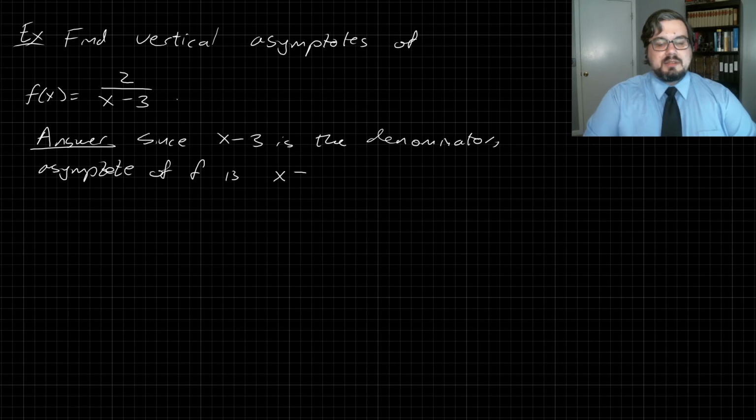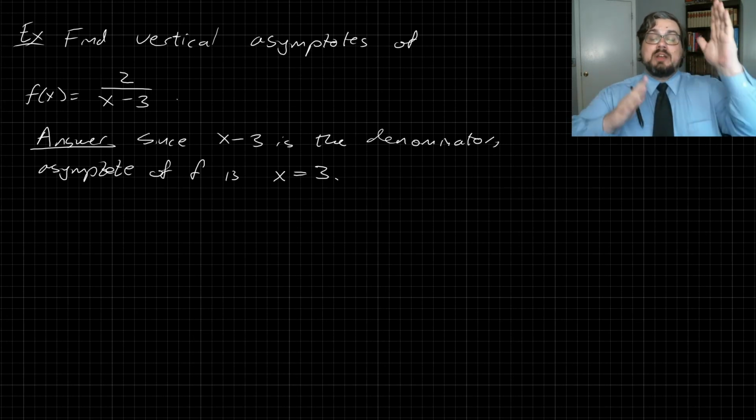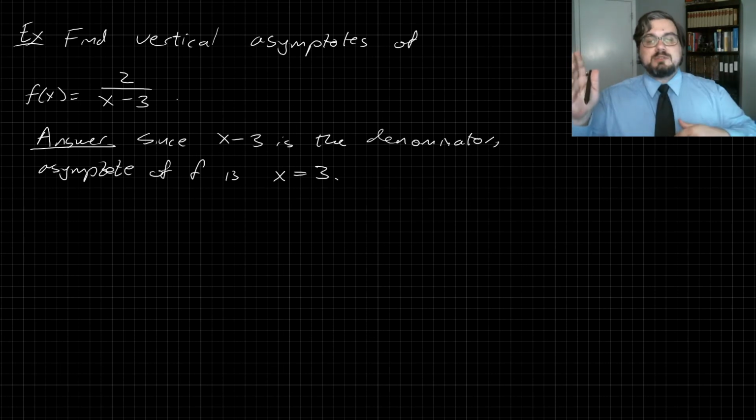is x equals 3. So when we go to graph out this function, we will graph the vertical line x equals 3, and we know that the function f has that line as an asymptote. Furthermore, we know that the function will go in opposite directions when it's close to the asymptote, although at this point we don't know exactly which way it's going to go.